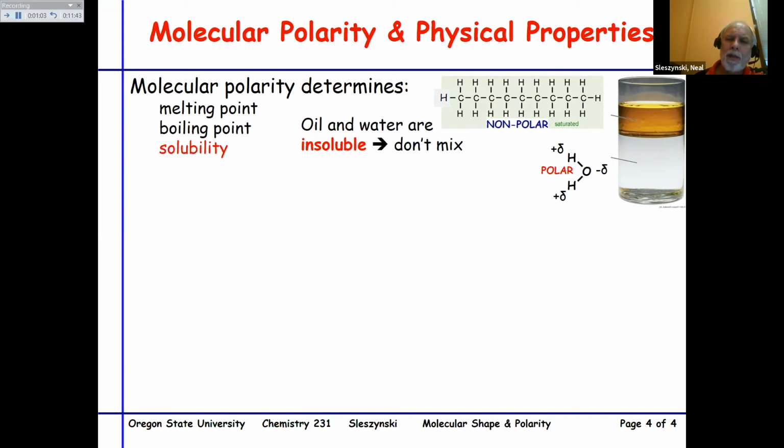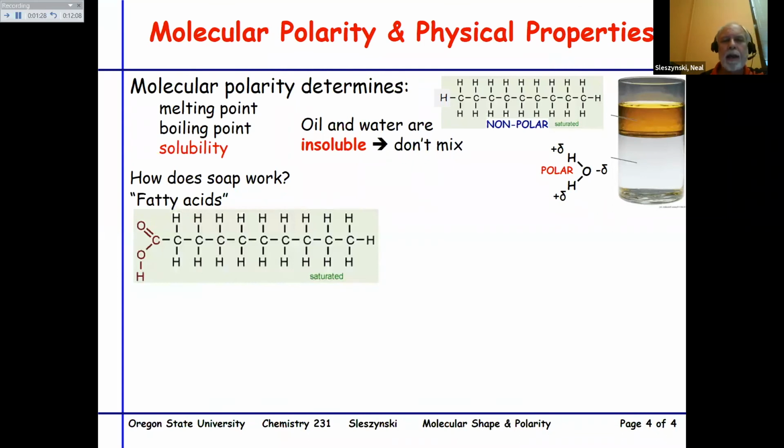Well, that's kind of an interesting concept, and it leads into a really neat question: how does soap work? Because if I have an oil-water mixture that separates out because they're insoluble, if I add soap, I can make those two liquids mix. How does that happen? Well, soap works using a type of molecule called a fatty acid.